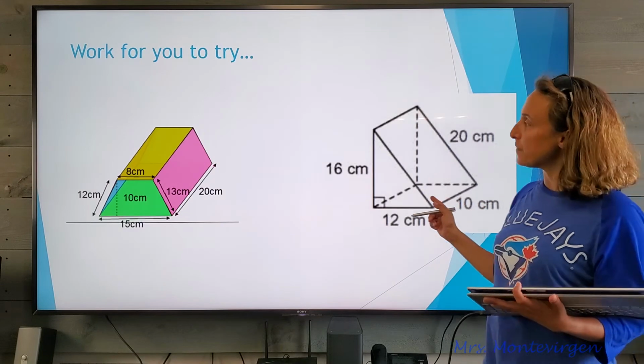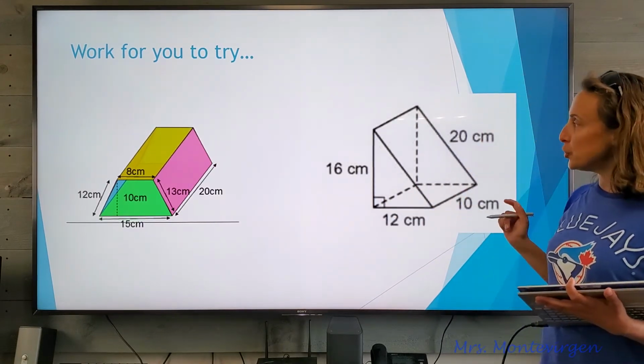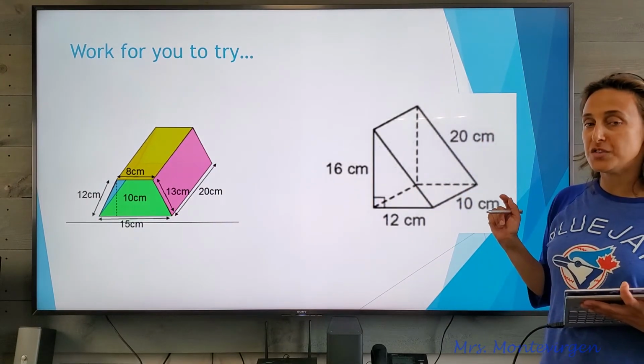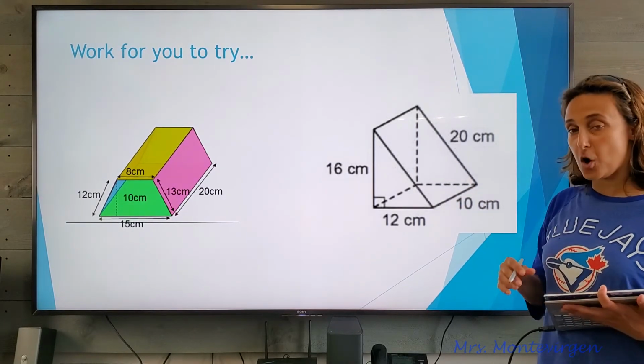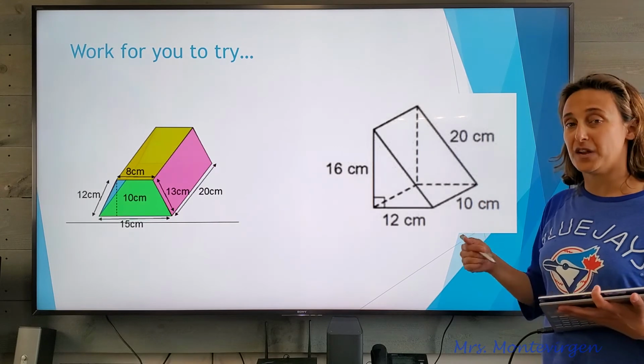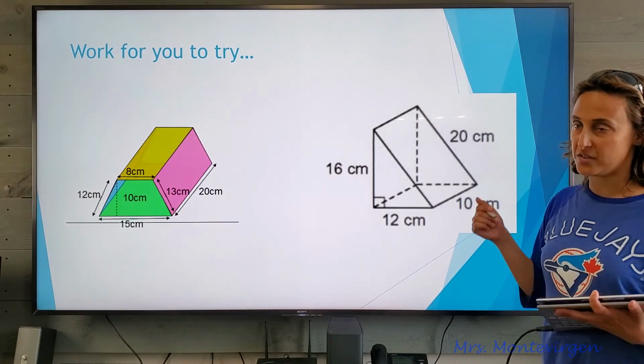Now, here is your work for today. I have 2 prisms here. I want you to figure out the volume for each of them. Lay it out, make sure you organize, and don't forget line 1 is always the formula.